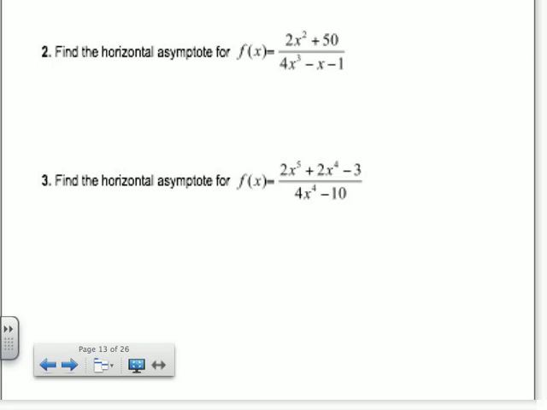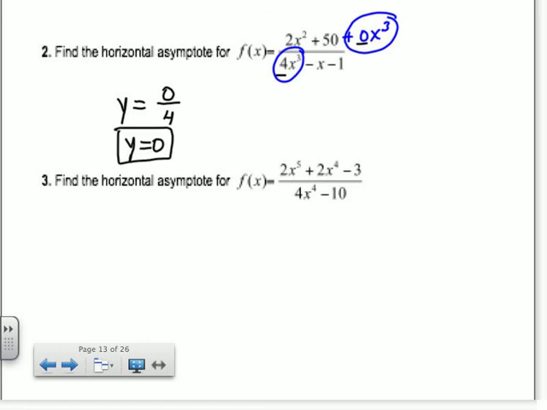Okay, so shortcut method on this. What's your largest degree? 3. So I have 4x cubed. So I'm going to write plus 0x cubed on the top because it was missing it. Whatever it's missing, that largest degree, write in 0. So that means I get y equals 0 over 4. Divide your two numbers, 0 divided by 4. So y equals 0, because it was missing that degree. Look for your largest degree.